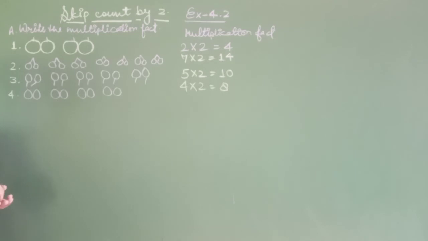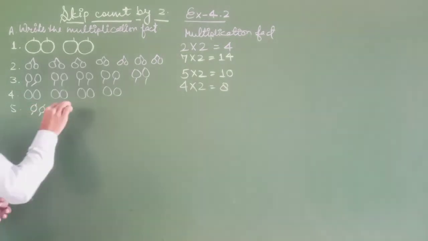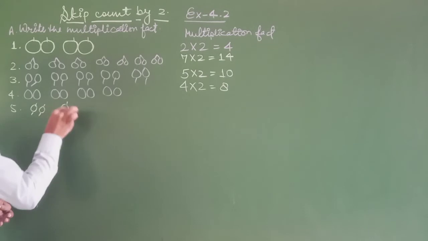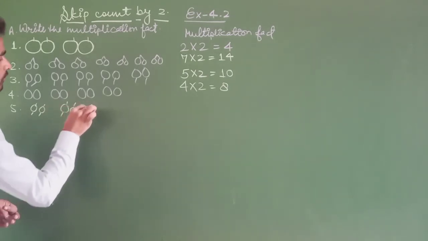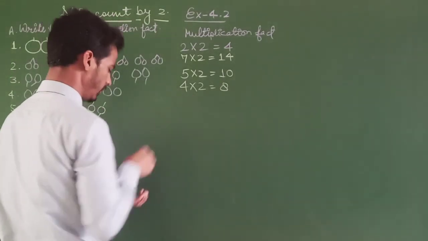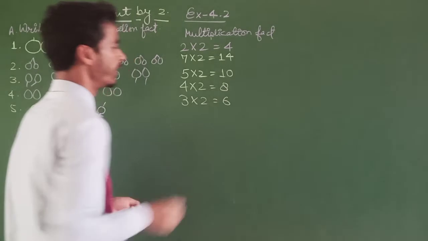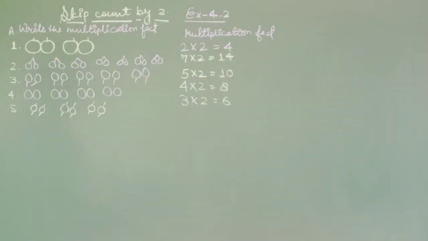In the fifth, that is toffees. How many groups of toffees are there? There are 3 groups of toffees. So the multiplication fact will be 3 multiplied by 2 is equal to 6. 3 is the number of groups, and 2 is the number of toffees in each group.